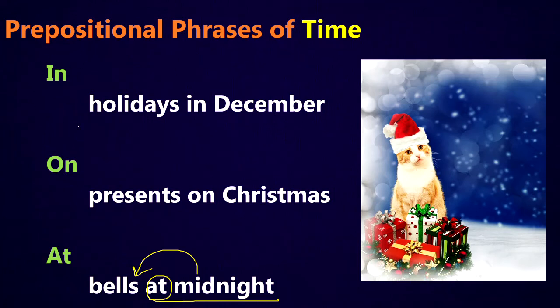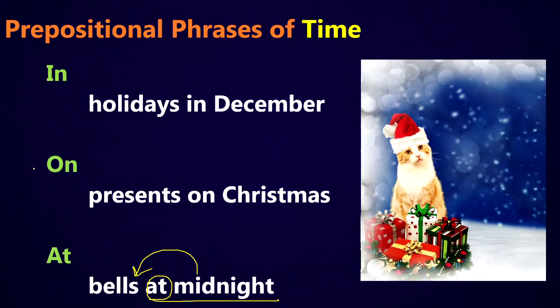So if we use in for time, we normally use it for things like months or years, or we can even use it for weeks. The idea is that it's a time before and after a certain thing. So December is 31 days. I'm not quite sure off the top of my head. So there's days before and days after. So we would say in the month of December.